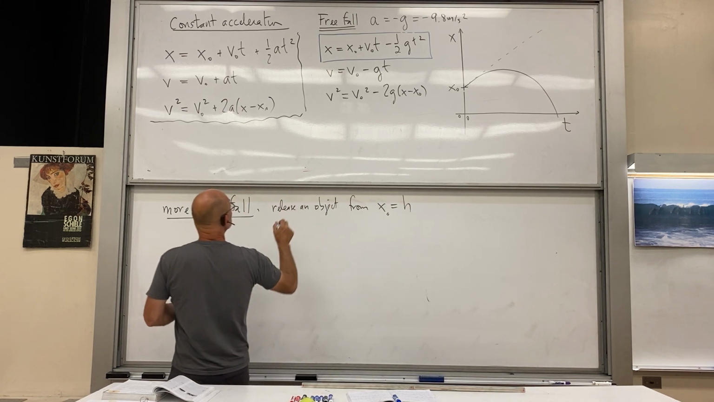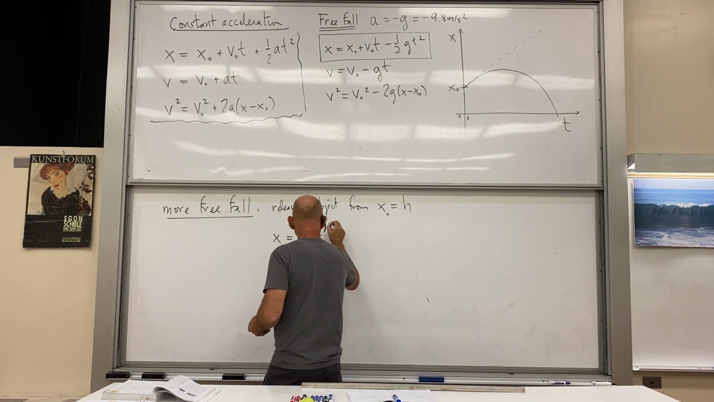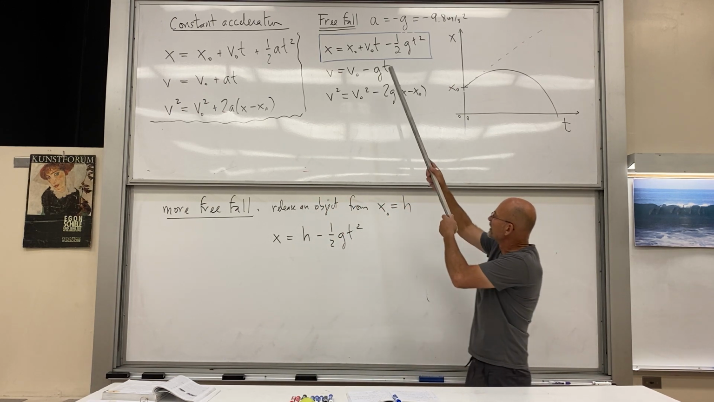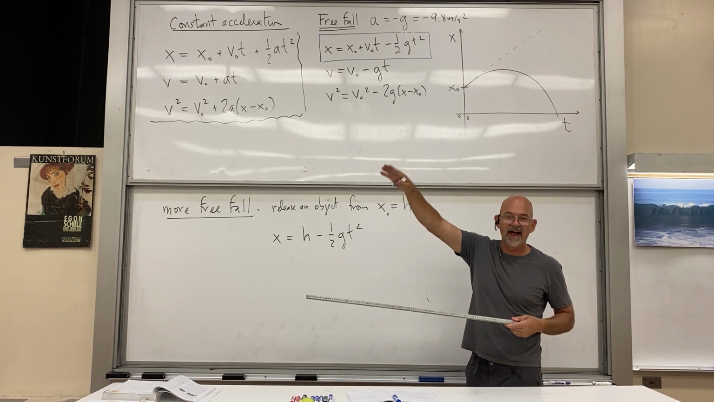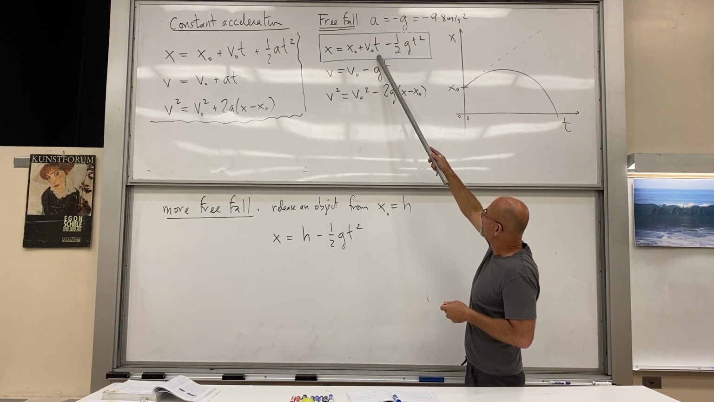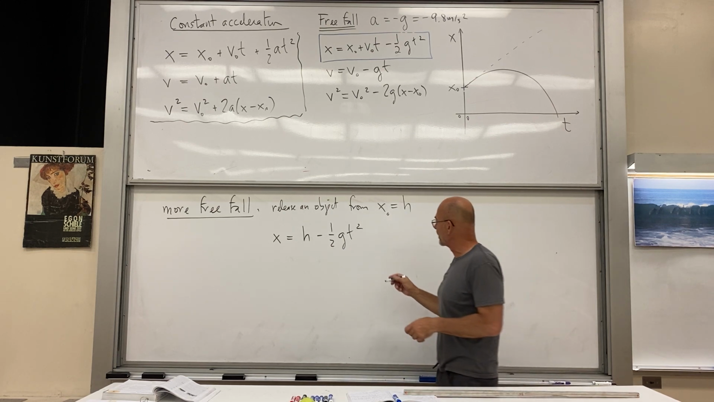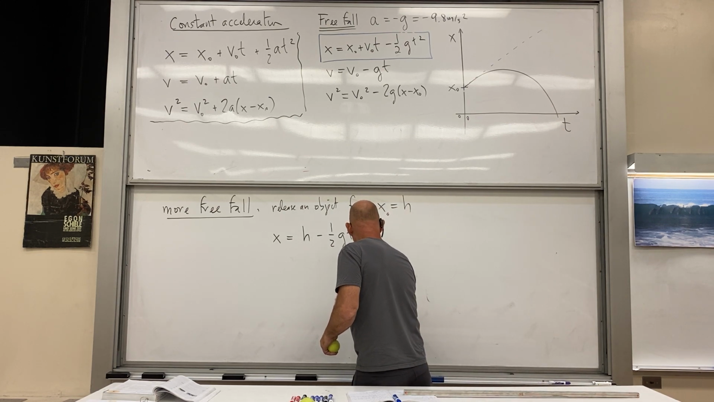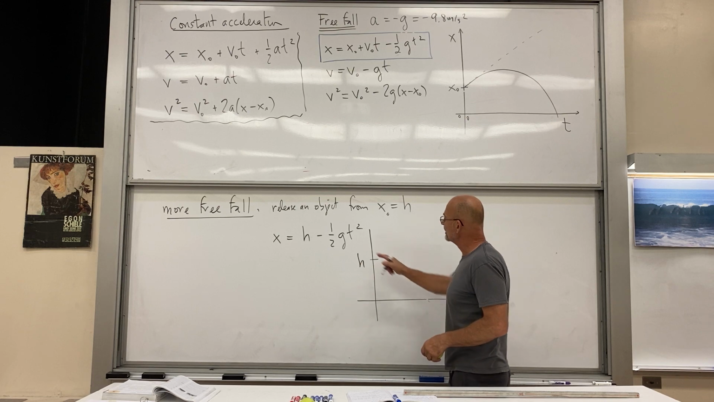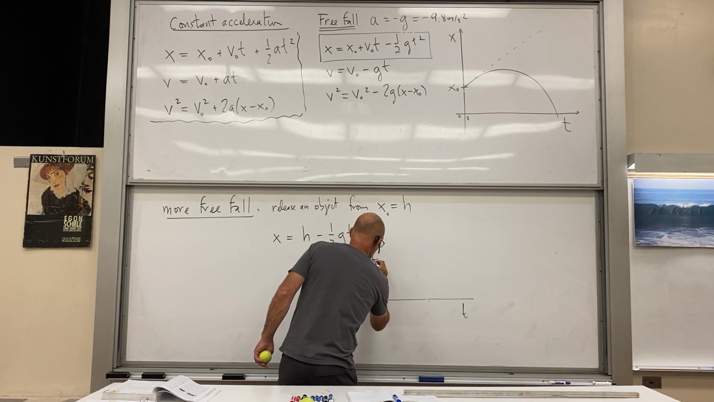So the function for that would be x is equal to h minus 1/2 gt squared. See, I've changed the name of x sub 0 to h because I'm releasing it from a height. And it's not getting any initial speed, either up or down, so that term is gone, and it's just h minus 1/2 gt squared. And I'll go ahead and do my graph right here. So what does this graph look like? Well, it's h at t equals 0, and then it's just a downward half parabola, like that.